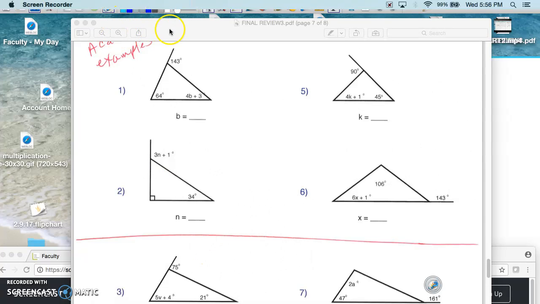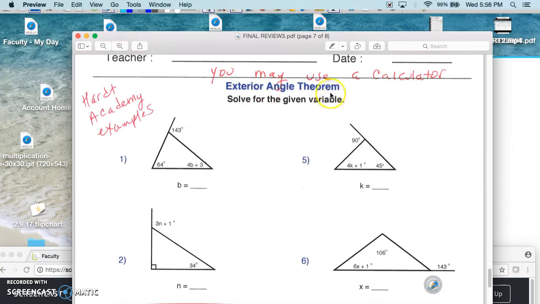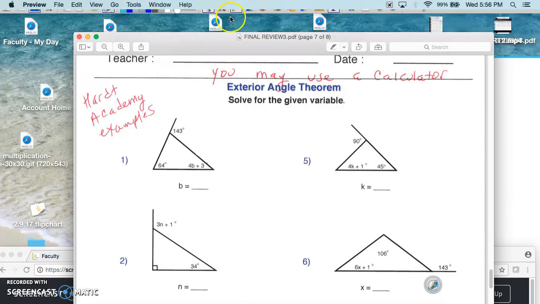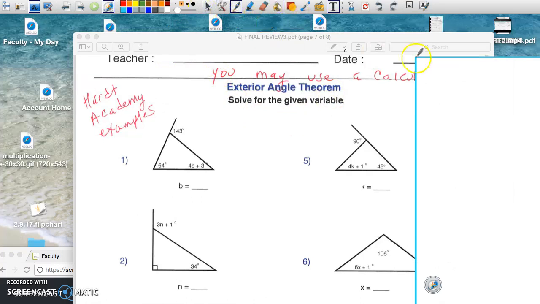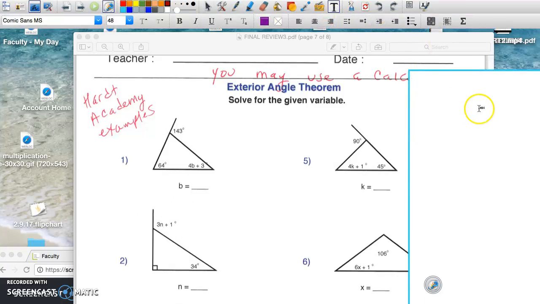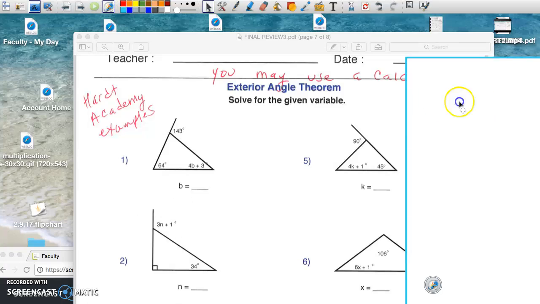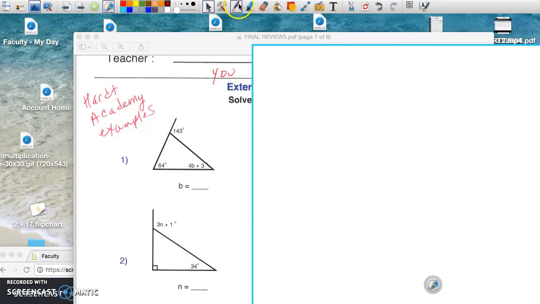Okay, so this is for part 3. Part 3 is for the exterior angles, using the formula for the exterior angle theorem. Let me do number 1.